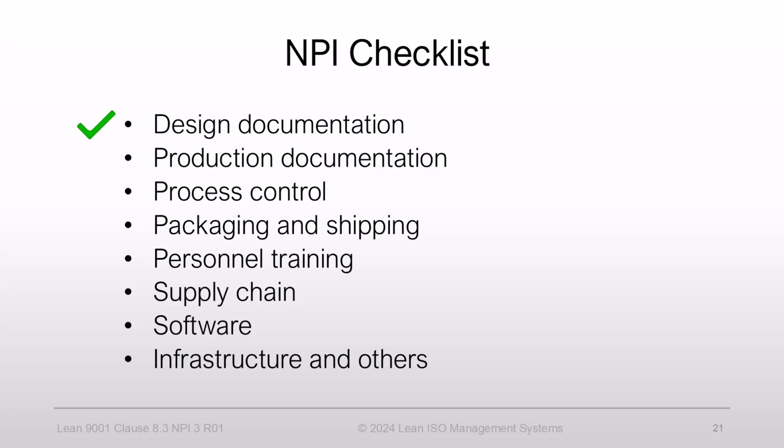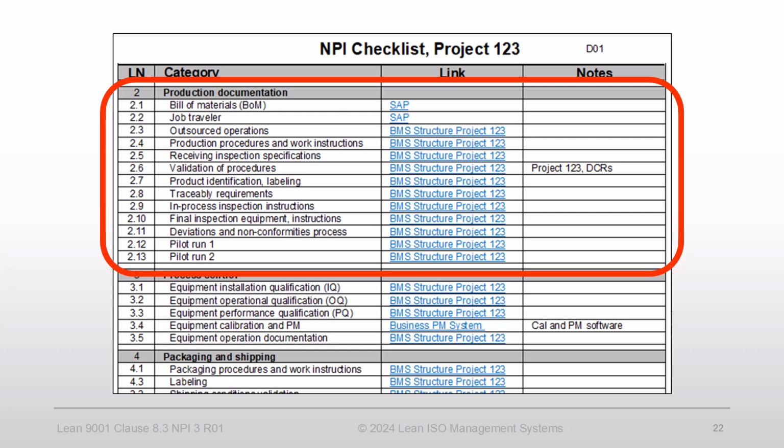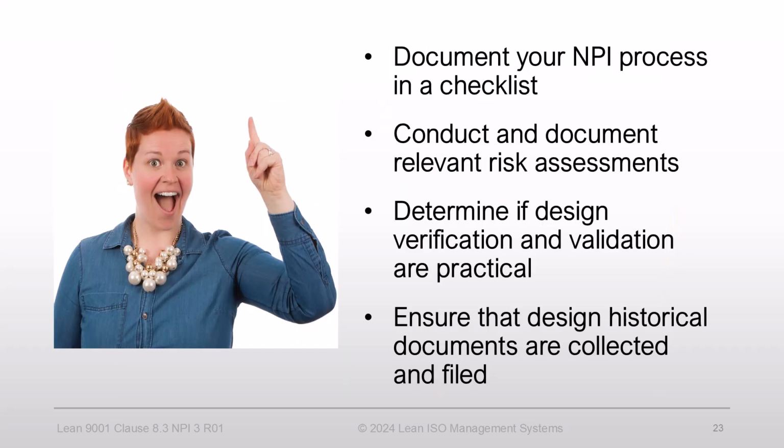We have completed our NPI design documentation review for the checklist. The following videos will discuss other areas we need to document for our new product introduction process. We will continue with the documentation for the production stage. Let's summarize our discussion today. Document your NPI process with a checklist. Conduct and document relevant risk assessments. Determine if design verification and validation are practical. Ensure that design historical documents are collected and filed.